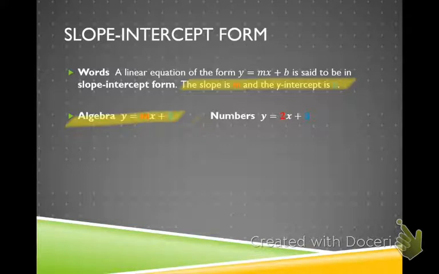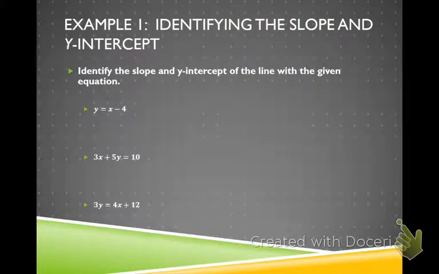All right, any questions on what each variable in the equation means? Everybody got that? So what does m stand for? What does b stand for? Y-intercept. Very good.